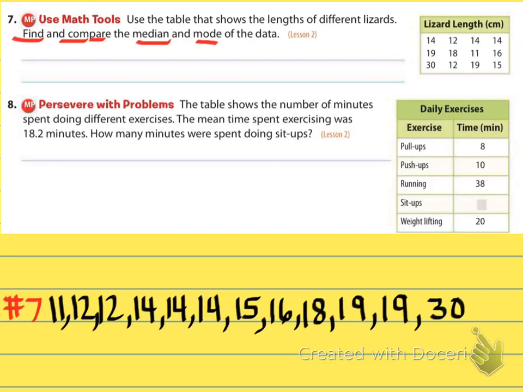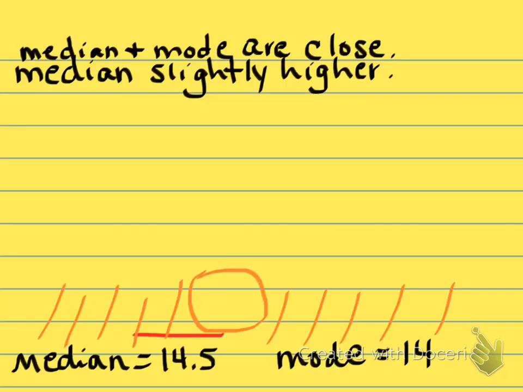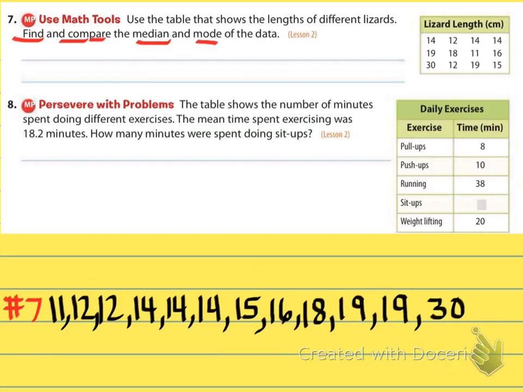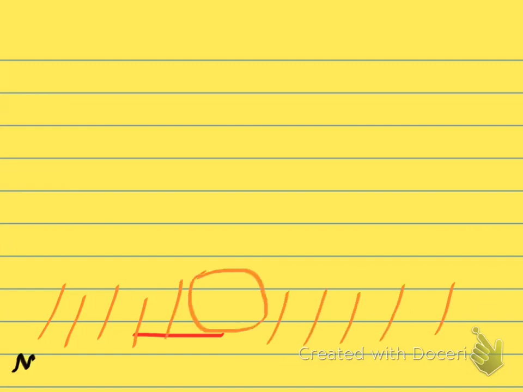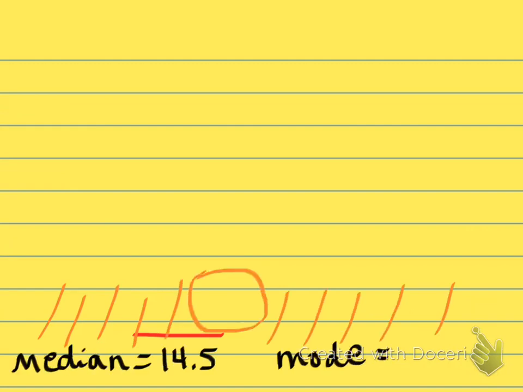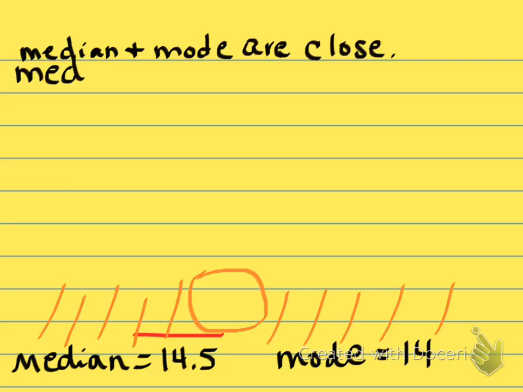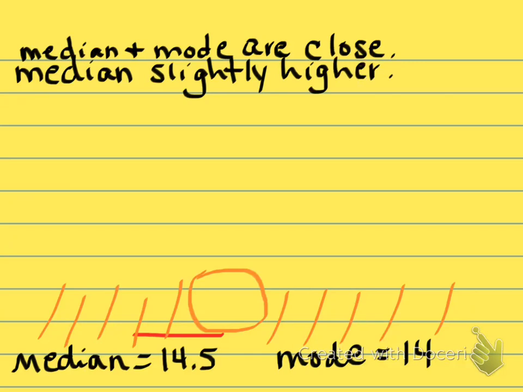Okay, I've obviously made a little mistake here, but we're going to go ahead and run this through. You can see that the median for number 7 is 14.5, and the mode is 14. You can see where I was trying to strike through the numbers and show you what's in the middle. In this case, there are 2 numbers in the middle, and the average of those 2 numbers would be 14.5.